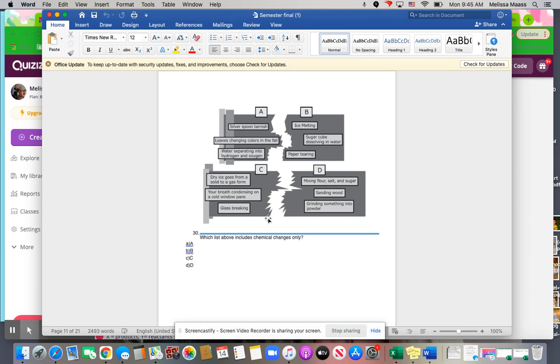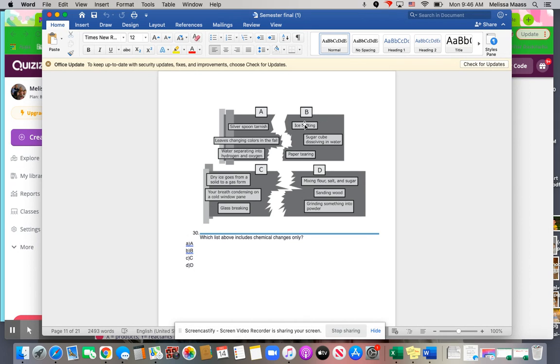So reading through these answer choices, you see A, there's a spoon tarnishing, leaves changing color. Tarnish would be kind of similar to rust. You're getting a new substance. Leaves changing color, you have a change in color, and water separating into hydrogen and oxygen. Any type of thing where you're dealing with elements of the periodic table and whatnot, you're probably dealing with a chemical change. So that's a possibility.